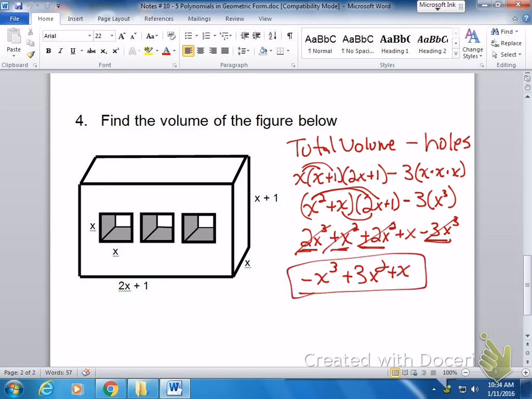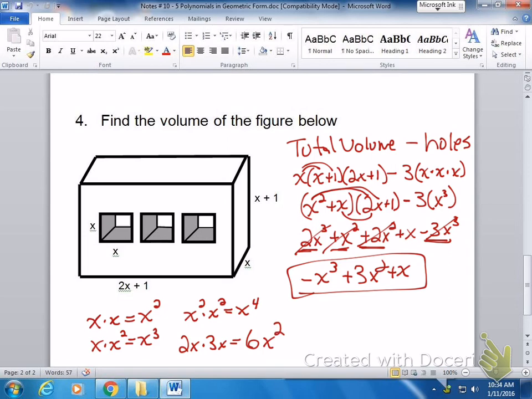You need to remember a few things I'm going to write here at the bottom. If you have x times x, that's x squared. X times x squared is x cubed. X squared times x squared is x to the 4th. If I have something like 2x times 3x, do the numbers then the x's. 2 times 3 is 6. X times x is x squared. So be careful when you do those. These are very repetitive. If you have any questions, just let me know.